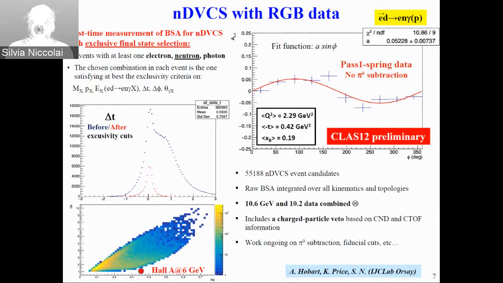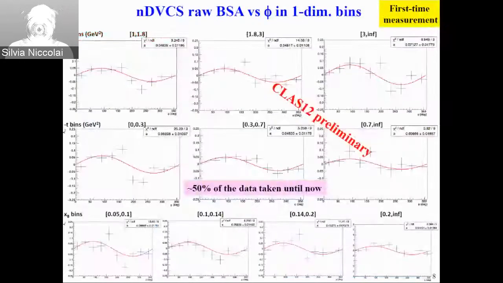And there is, of course, work ongoing on the pi zero subtraction and fiducial cuts. This is only a very preliminary result, but it gives you an idea of what we can achieve and the current statistical precision. This statistical precision allows us only so far to make one-dimensional bins for this asymmetry. So here, each plot represents the distribution as a function of one of the kinematic variables. We have Q square here, three bins in minus T, and we managed to do four bins in x-Bjorken.